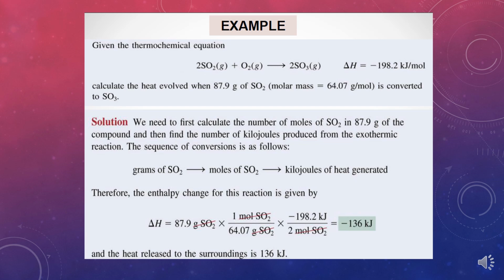The question requests us to calculate the heat evolved if 87.9 grams of sulfur dioxide with molar mass of 64.07 gram per mole is converted to sulfur trioxide. First, from the mass given, we need to calculate the number of moles of sulfur dioxide in 87.9 grams of the compound. Then, find the number of kilojoules produced from the exothermic reaction.